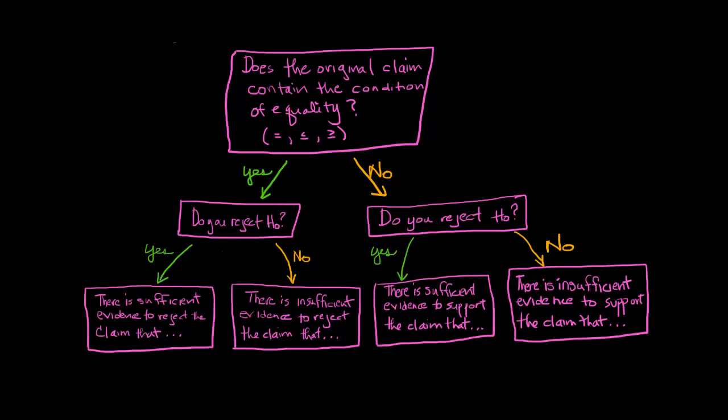So this gives you an idea of how you can word your conclusion, going back to the original claim. We don't address the null hypothesis. We don't address the alternate hypothesis. What we're addressing is the original claim in the problem statement or in the research or whatever.